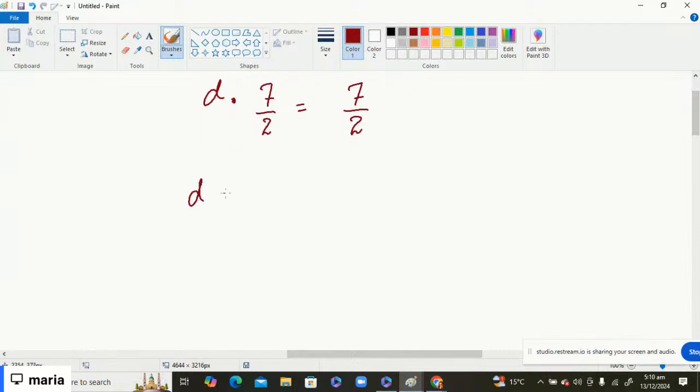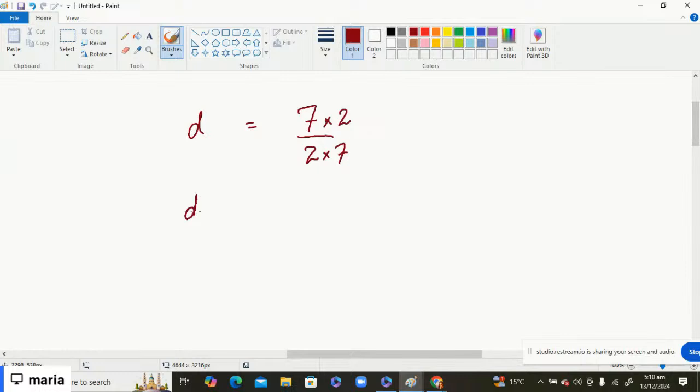Now D as it is here, 7 by 2 as it is here. This 7 by 2 is moving. Now 7 is multiply, it's divided. 2 is divided, it's multiply. Okay. So D is equal to 7 times 2 is 14. 7 times 2 is 14. These both are cancelled and the answer is 1.